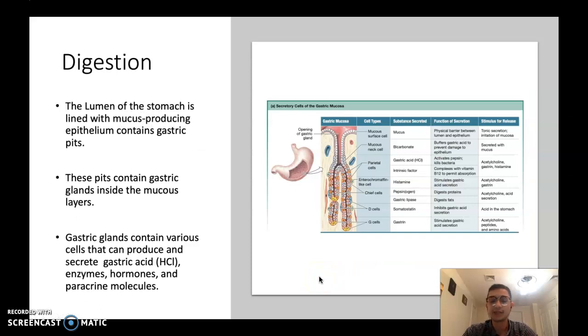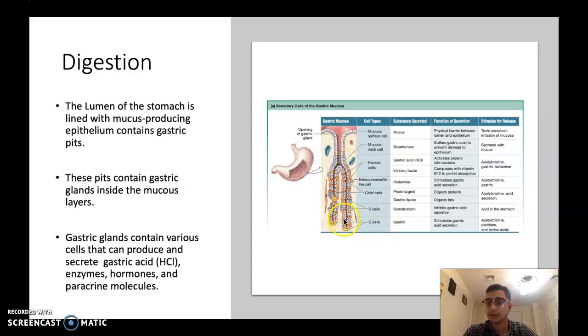Now, how does digestion take place in the stomach? The lumen of the stomach is lined with mucus-producing epithelium that has gastric pits. In these gastric pits, we have gastric glands in the mucus layer, and they're able to secrete various substances, whether it's enzymes, hydrochloric acid, hormones, or paracrine molecules.